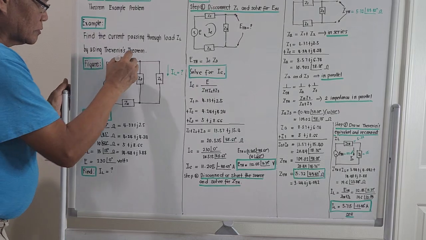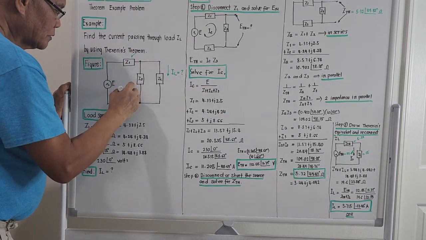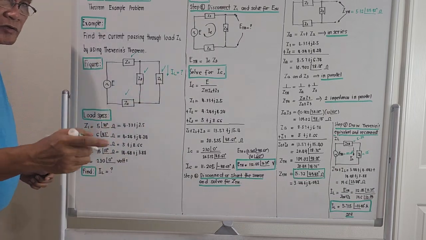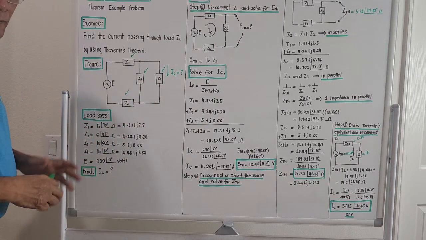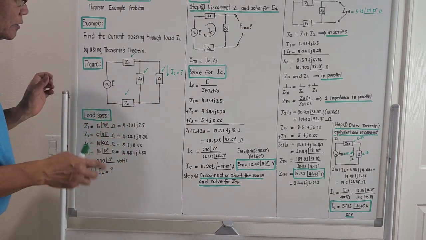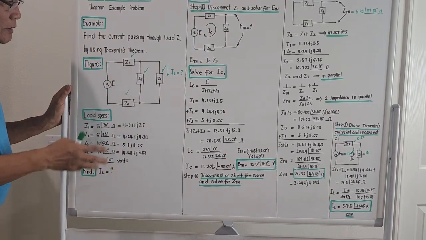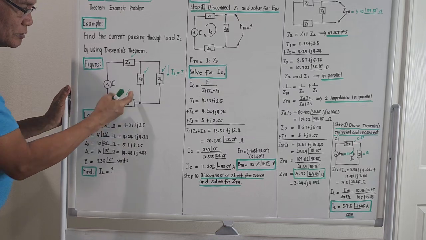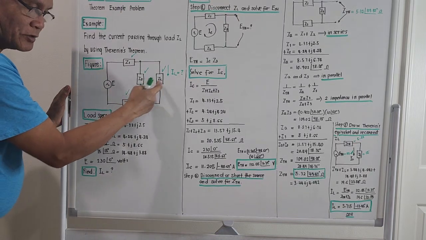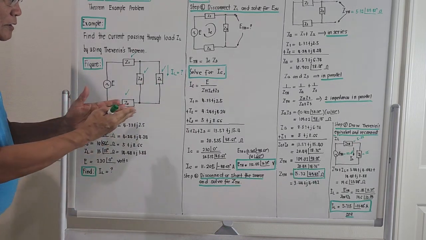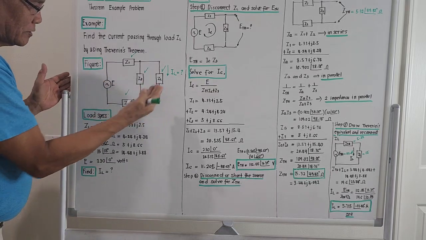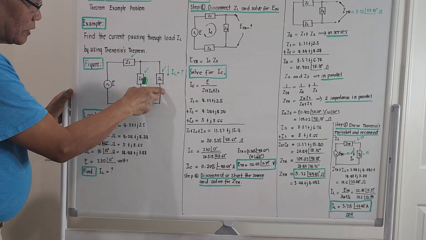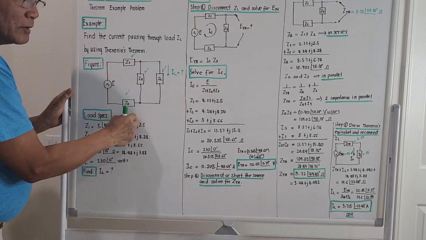So Z1, Z2, and Z3, since the angles are all positive, are all inductive. So it could be that Z1 is a motor load, Z2 is a motor load, Z3 is a motor load, and ZL is a motor load. And the interconnection is like this, right? So it seems it's a combination of a parallel and a series circuit.